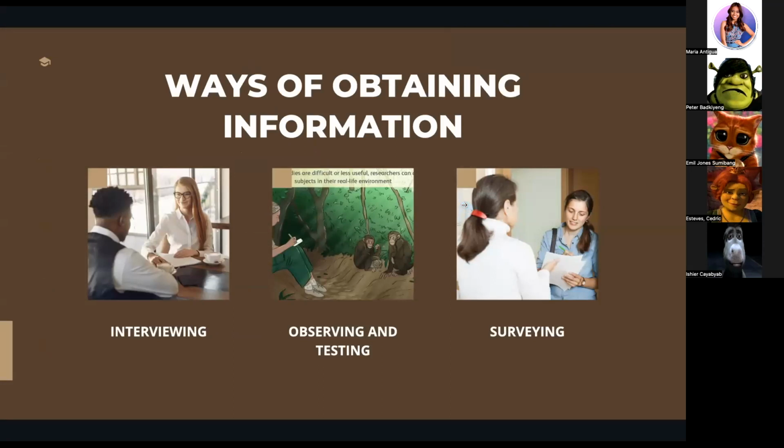Now, we have different ways of obtaining information. Okay, we have interviewing, observing and testing, and surveying. Interviewing, right? This is one convenient way to obtain information about the topic, okay? Conducting an interview. The person's goal here is to discover, of course, the facts from a person who knows them, okay?